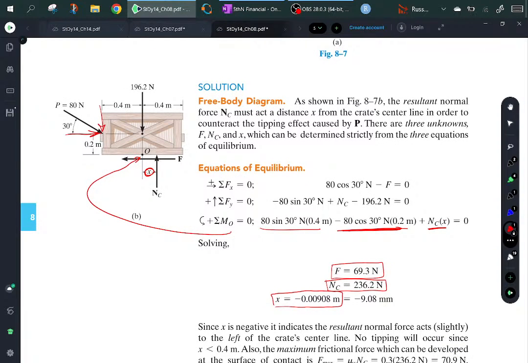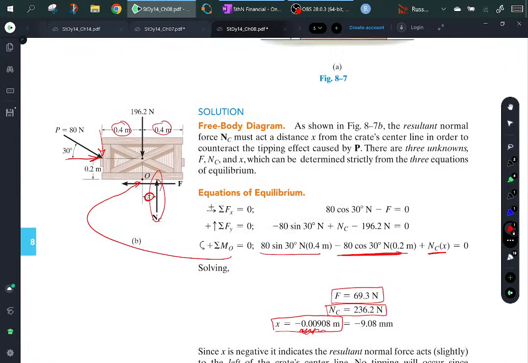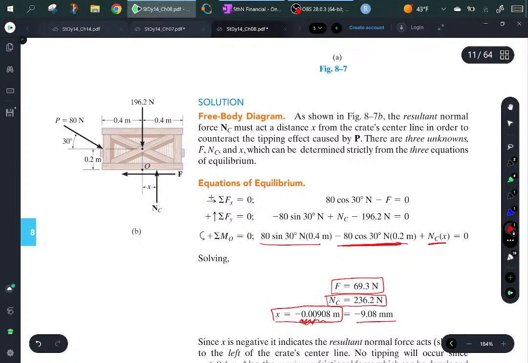Is this legitimate? Well, this is 0.4 and that's 0.4, and that's quite a bit less than 0.4. So this NC actually is not located here. It's really close to over here. And the reason that's the case is because this extra force here created a moment going down that moved it over to the left. So the fact of the matter is, it is in equilibrium.